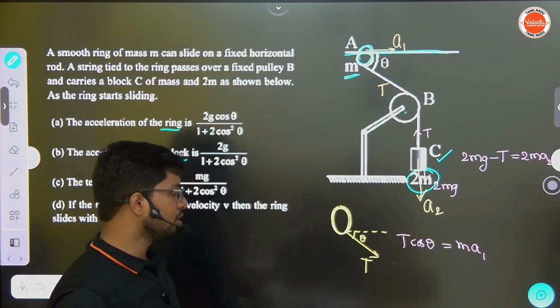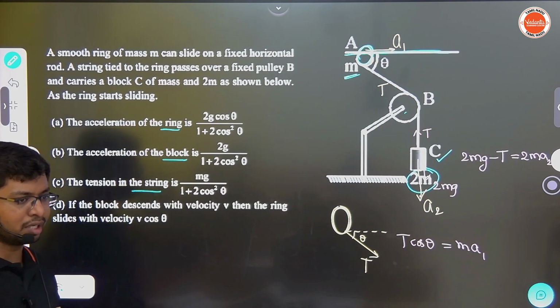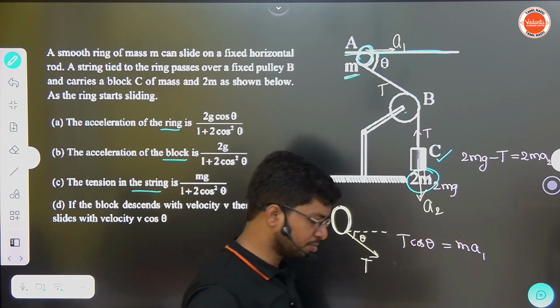Clear? 2m a2. Now how many unknowns and how many equations do we have? 3 unknowns, a1, a2 and T, right? And only 2 equations we have. What is the other equation that we should bring here?